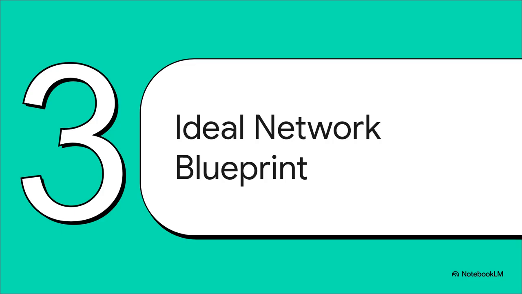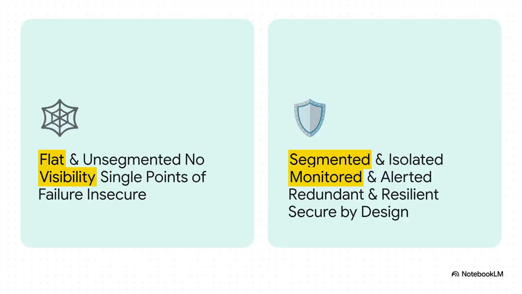But listen, it does not have to be this way. So let's flip the script. Let's stop talking about the problem and start talking about the solution. It's time to get away from just patching the old, creaky system and start fresh, building from an ideal network blueprint. And wow, the difference is just night and day. Look at this. You go from that accidental network, flat, no visibility, tons of failure points, totally insecure, to the ideal network, that segmented, isolated, fully monitored with alerts, redundant, and secure from the ground up. It's a total shift from chaos to control.